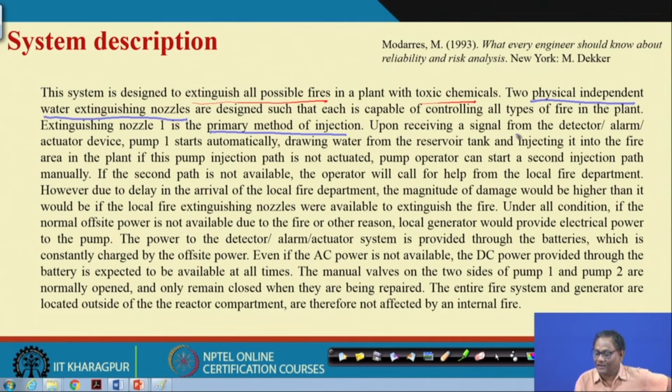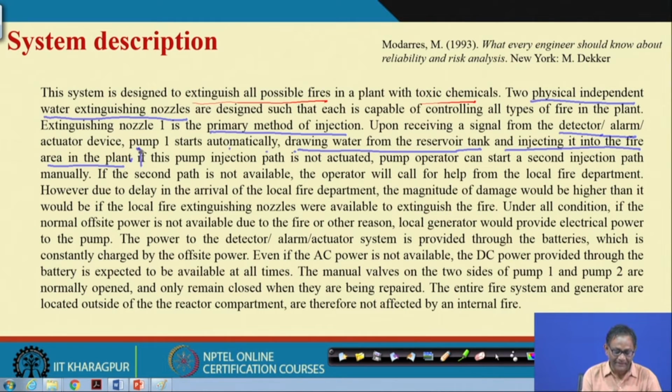Upon receiving a signal from the detector alarm actuated device, pump 1 starts automatically. So the detection device is there, it will detect that a fire has occurred, maybe smoke is the starting point. Then immediately pump 1 will activate and pumping starts, and through nozzle 1 the extinguishing will start. So in what way does pump 1 start? Drawing water from the reservoir tank and injecting it into the fire area in the plant.